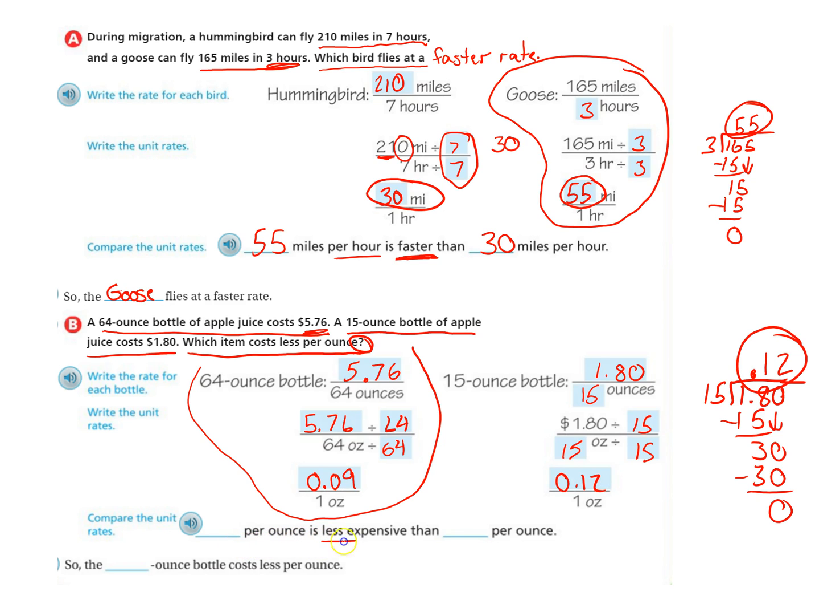And then compare. So blank per ounce is less expensive. So this is 0.09 or 9 cents per ounce is less expensive than 12 cents per ounce. So the 64-ounce bottle is actually less per ounce. Now the total is more. The 64-ounce bottle costs more than the 15-ounce bottle, but you get more for your money when you buy the bigger bottle, because you're only paying 9 cents for every one of these ounces in the 64-ounce bottle, but for the 15-ounce bottle, you're paying 12 cents for every ounce.